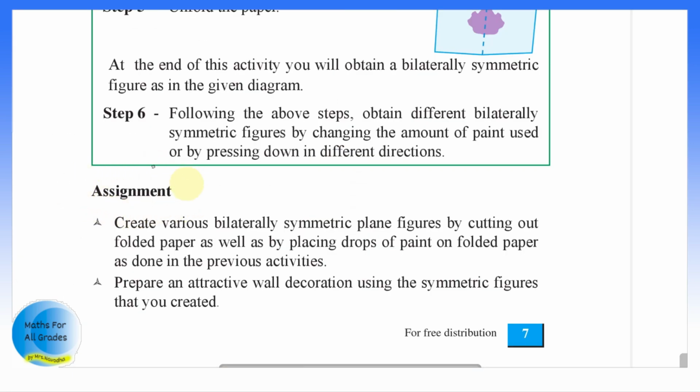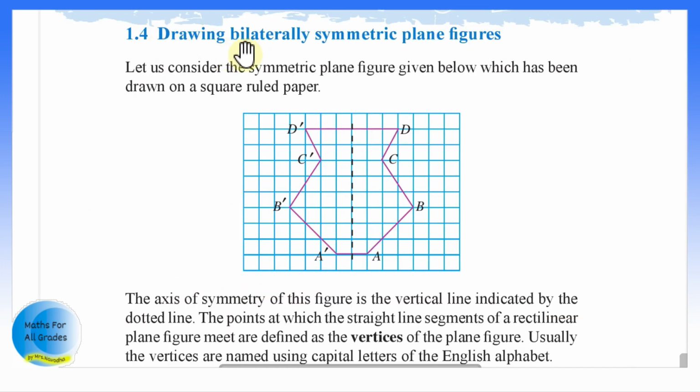Next, you have an assignment to do. Create various bilaterally symmetric plane figures by cutting out folded paper as well as by placing drops of paint on folded paper, as done in the previous activities. Prepare an attractive wall decoration using the symmetric figures that you created. You can do that, and this will be a great idea to decorate your study place. Let's move on to the next topic, drawing bilaterally symmetric plane figures.